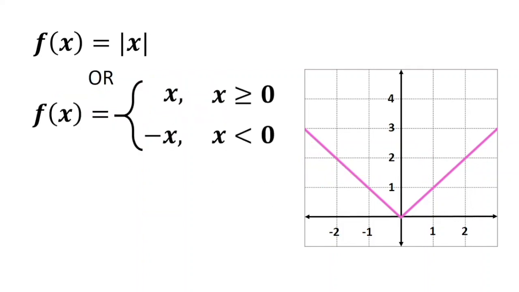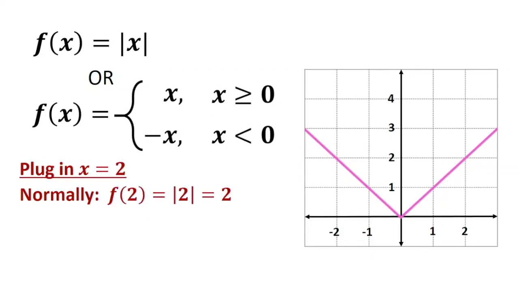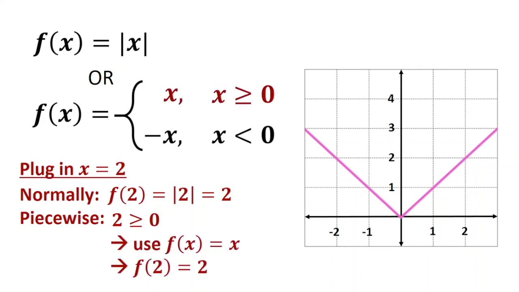Let's test this to make sure it matches. Try x equal to 2. f of 2 equals the absolute value of 2, which is just 2, in the normal way of thinking about it. Or, we can say that since 2 is greater than 0, we will follow the first rule in the piecewise version, f of x equals x. So we get f of 2 is equal to 2.